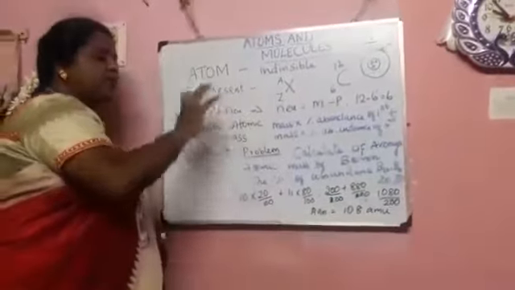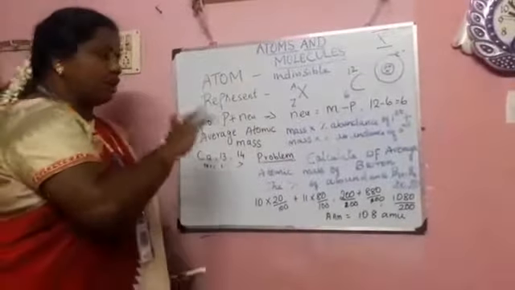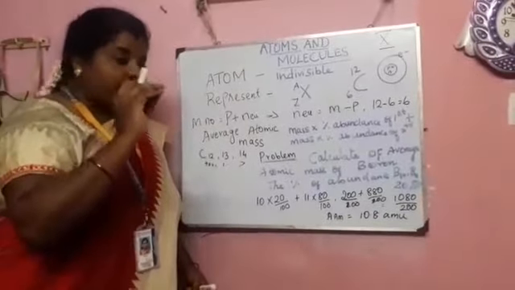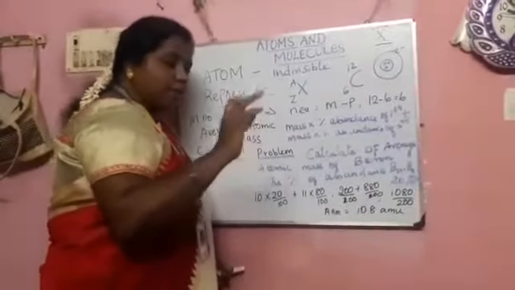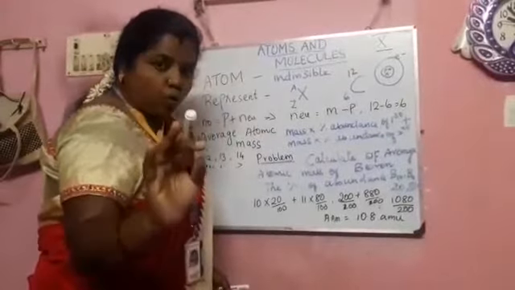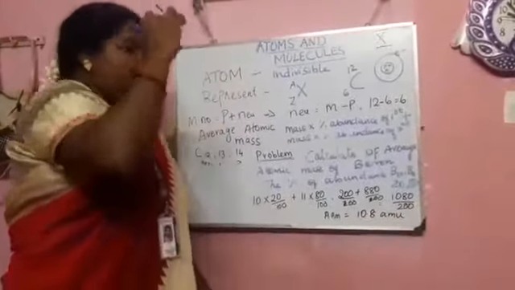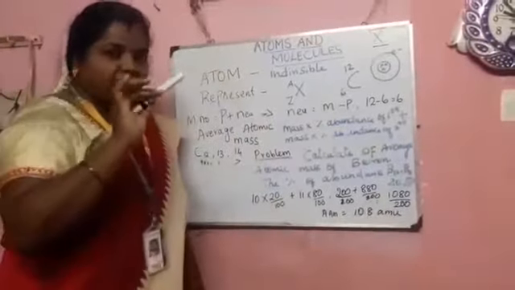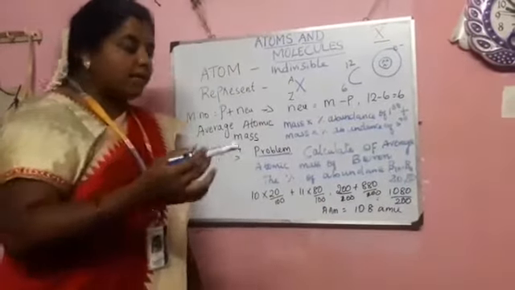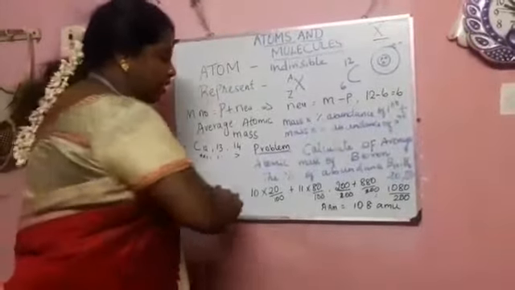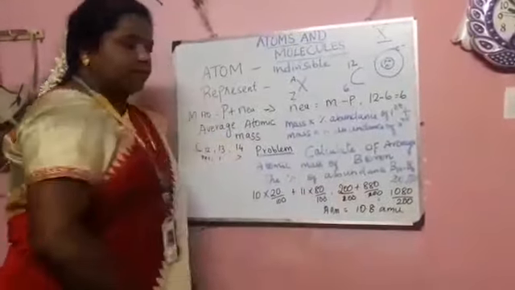The unit of average atomic mass is always represented in AMU. It should be present in AMU. Okay, it is the unit for that. If you look at boron, the atomic number is given as 5 and the mass number is given as 10.8. So it is the average atomic mass.